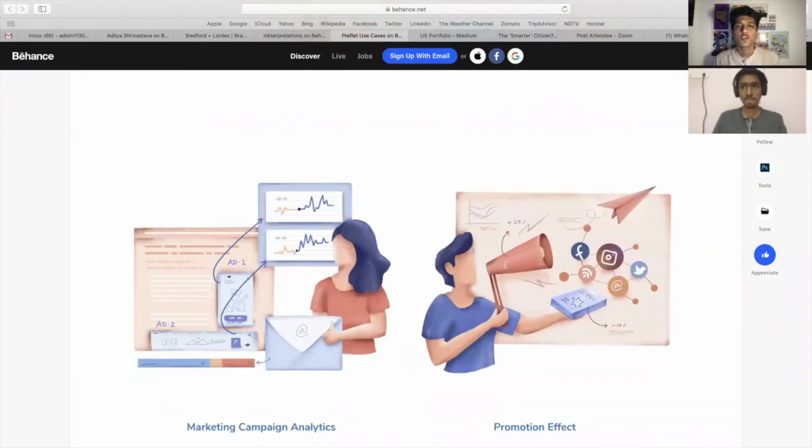So what's your approach whenever you get a freelance project? How do you get a freelance project? And once you get one, what is your approach to solving the problem?